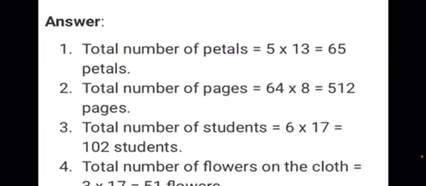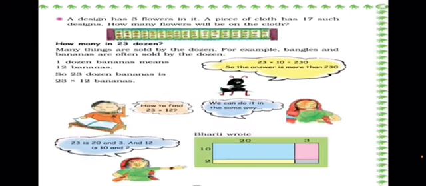A design has 3 flowers in it. A piece of cloth has 17 such designs. How many flowers will be on the cloth? So here again 17 and 3. So 17 is 10 plus 7. So 3 tens are 30 and 7 threes are 21. So 30 plus 21 is 51. So 51 should be the answer. Yes. So the total number of flowers on the cloth are 51.